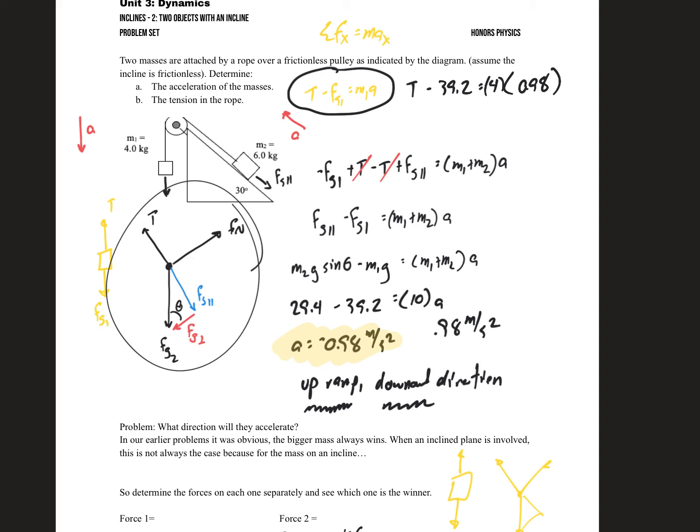Because we're using mass 1, we have to use the negative of this because it's going downward, which means tension becomes about 35 newtons in the string connecting the two ropes.